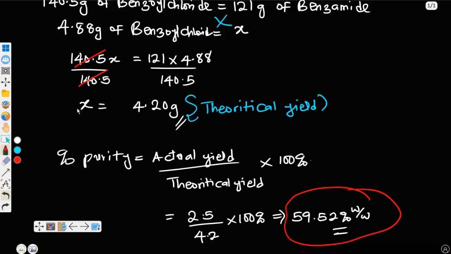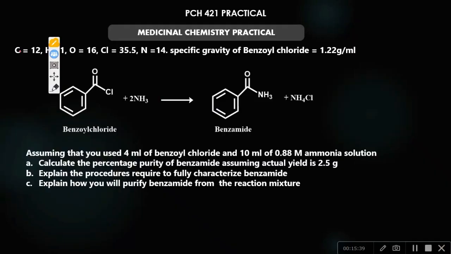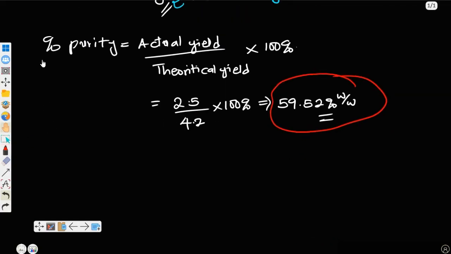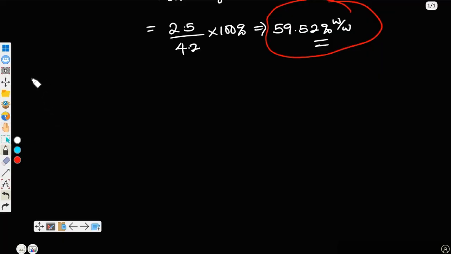Now, the next question says, explain the procedure required to fully characterize benzamide. Now, this question is a setup. If you want to characterize an organic compound, it means you want to get every detail about that organic compound, including the molecular mass. So first of all, you want to determine the purity.